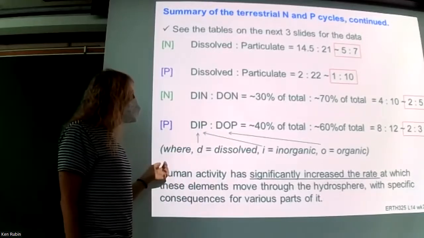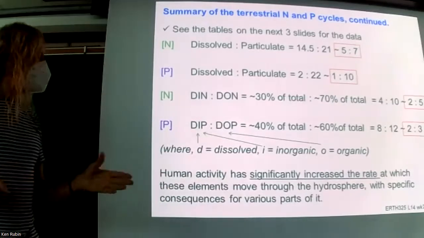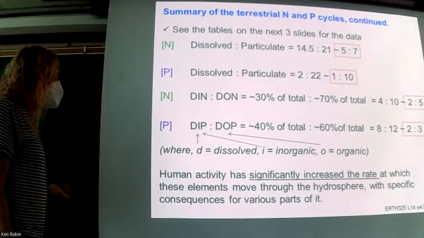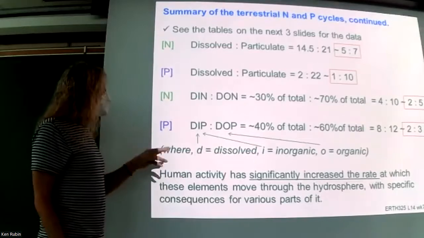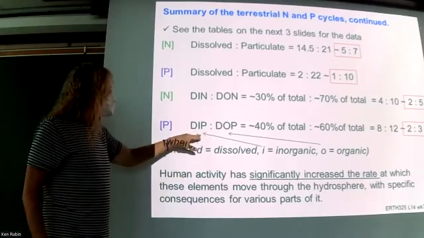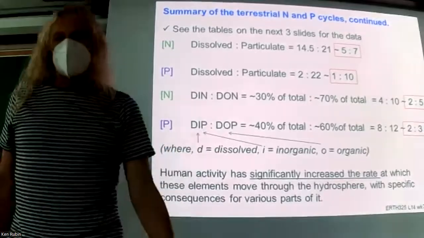And so organic form, relatively soluble, easy to distribute in the environment. And human activities have significantly enhanced some of these things, but none more so than this. This is the laundry detergent and that kind of stuff.